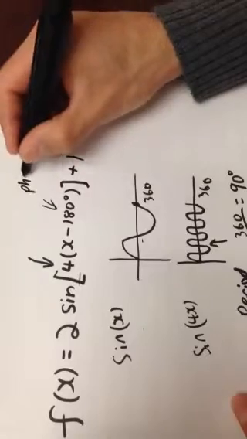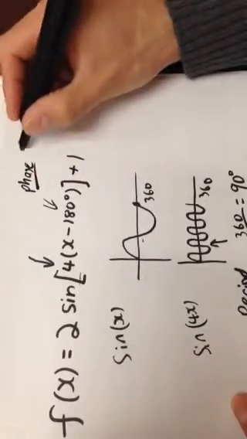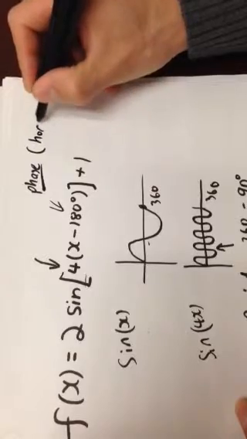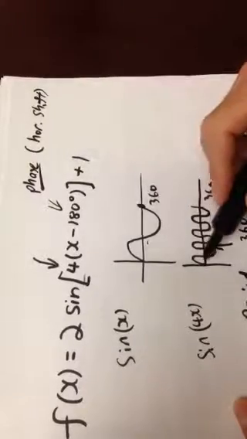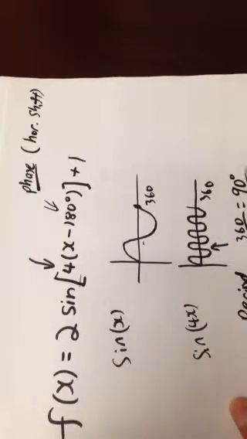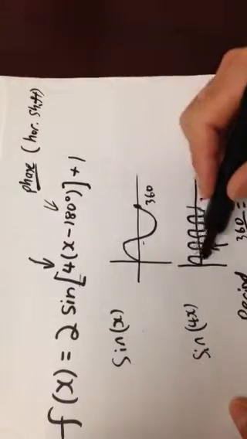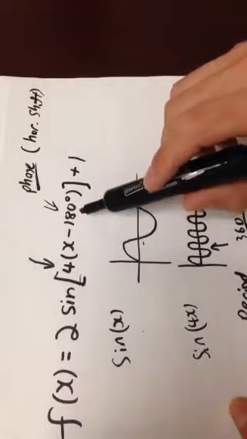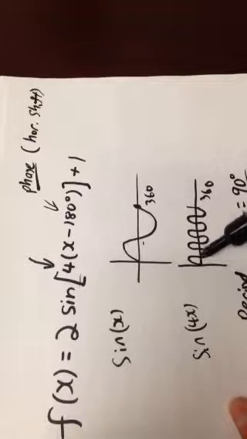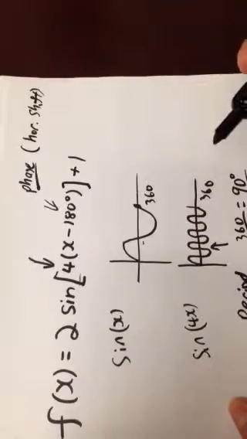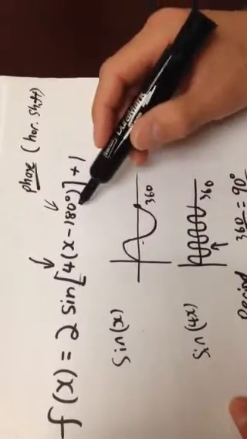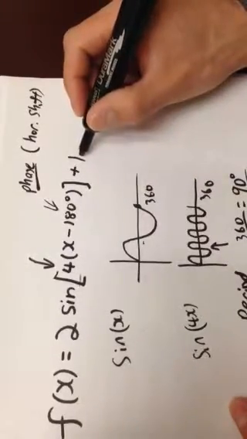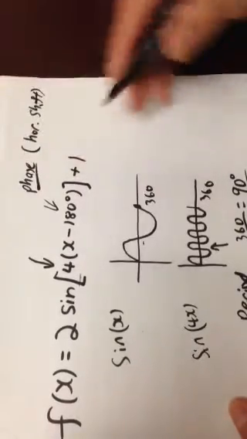Phase, P-H-A-S-E. That's phase, and what that amounts to is a horizontal shift. Now, because this is a periodic function, it repeats itself every 90 degrees. It's a periodic function with a period of 90 degrees, so it repeats itself every 90 degrees. So if we shift over our sine function by 180 degrees, we're shifting it over 90 and then shifting it over by another 90, you'll actually see no change. So this being a perfect multiple of the period, it's going to have no effect. And finally, that plus 1 just means that we shift everything up by 1.